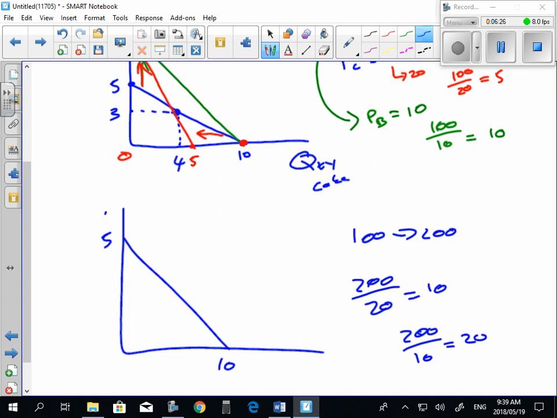So what's going to happen? That is our new budget line. Our new budget line is the green one. And look what's happened. There has been a parallel shift of the budget line.